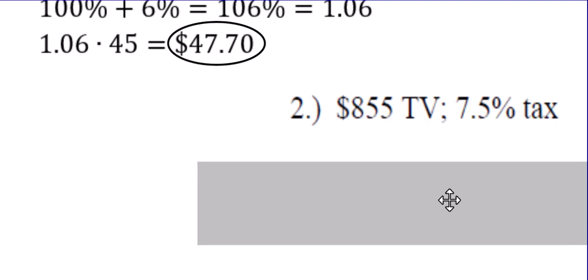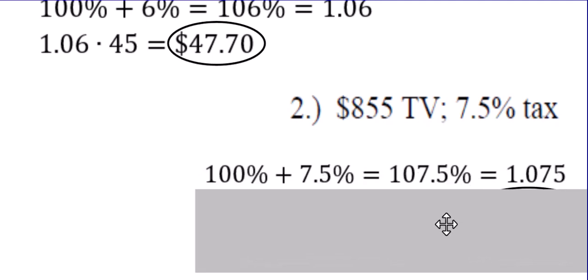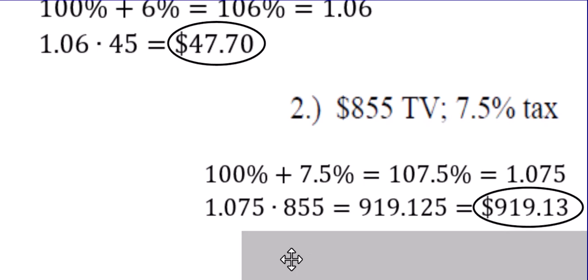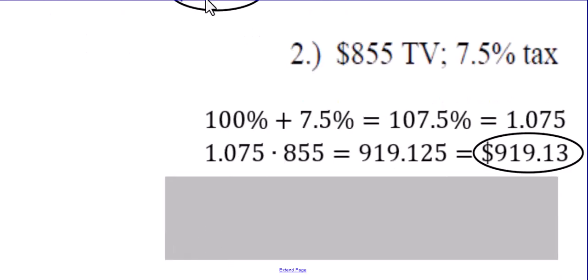For number 2, $855 TV and 7.5% tax. So 100 plus 7.5 is 107.5%. Move that decimal point to the left 2 places to get 1.075. When we take 1.075 times the $855 purchase price, we end up getting 919.125. Quick reminder for rounding, we currently have 12 cents after the decimal point followed by a 5, so that 12 cents will round up to 13 cents.